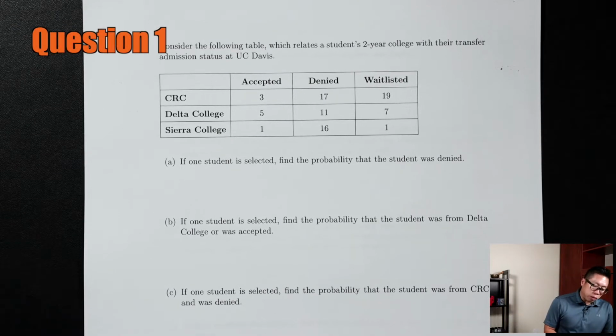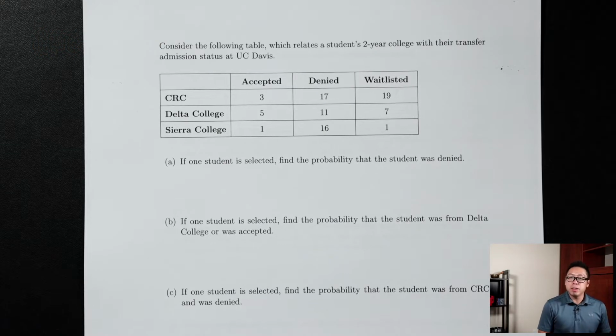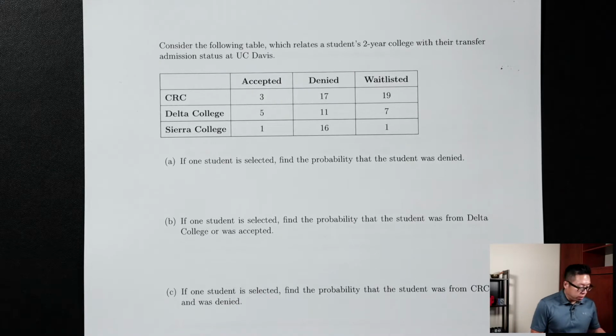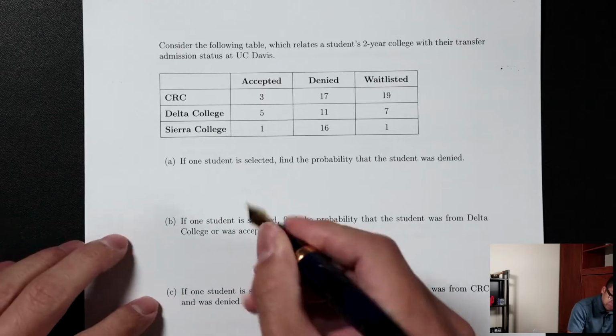Consider the following table, which relates a student's two-year college with their transfer admission status at UC Davis. Part A, if one student is selected, find the probability that the student was denied. We're talking about one student, so we should end up with just one fraction.